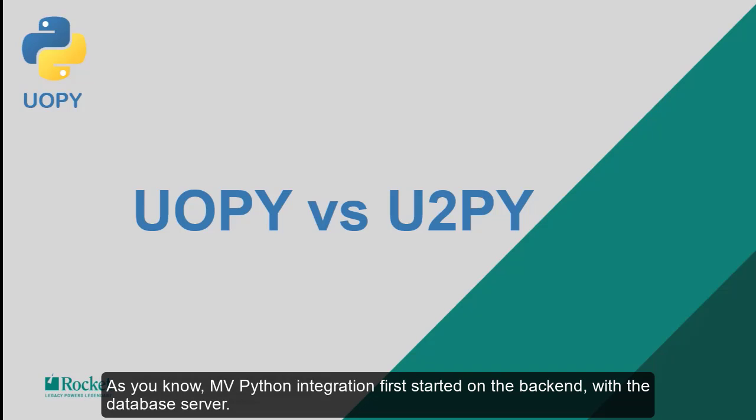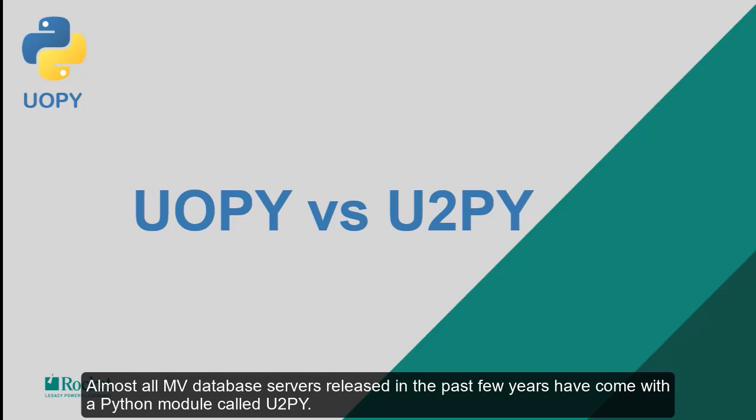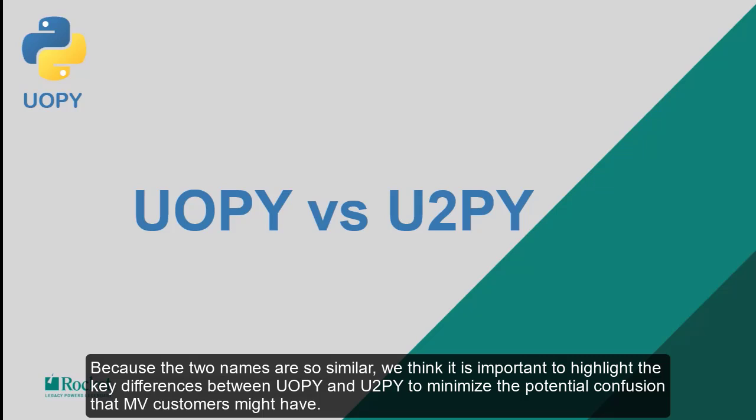As you know, MV Python integration first started on the backend with the database server. Almost all MV database servers released in the past few years have come with a Python module called UOPY. Because the two names are so similar, we think it is important to highlight the key differences between UOPY and UOPY to minimize the potential confusion that MV customers might have.